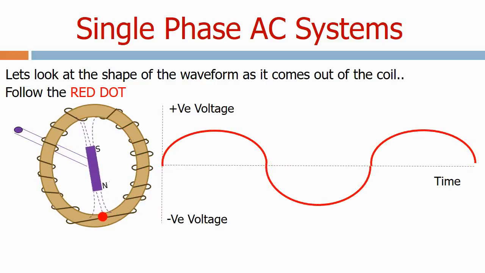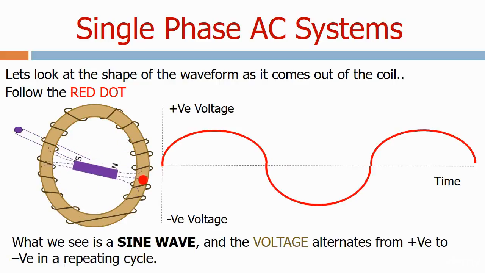Let's join the dots together. What we see is a sine wave, and the voltage alternates from positive to negative in a repeating cycle. Whenever you look in an AC system, you will always see a sine wave.